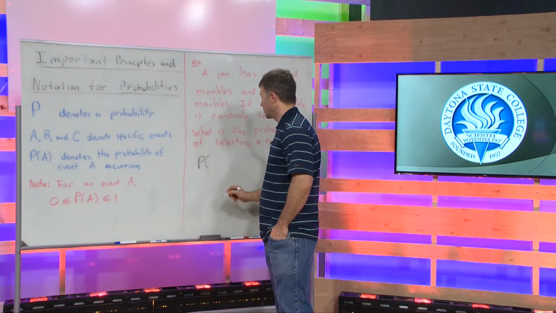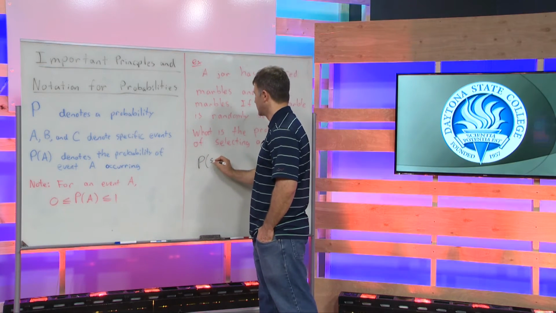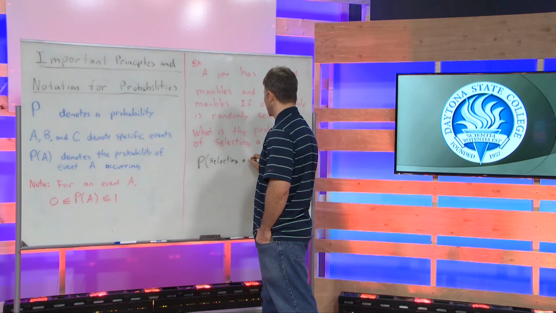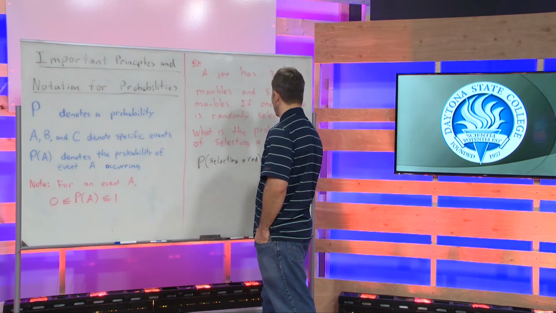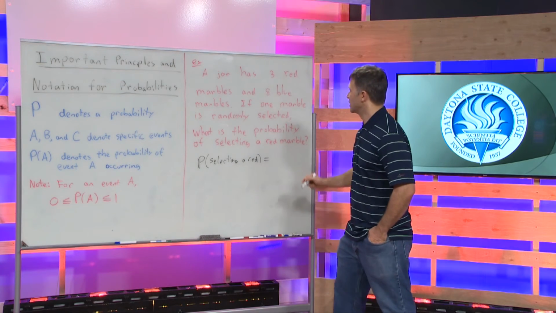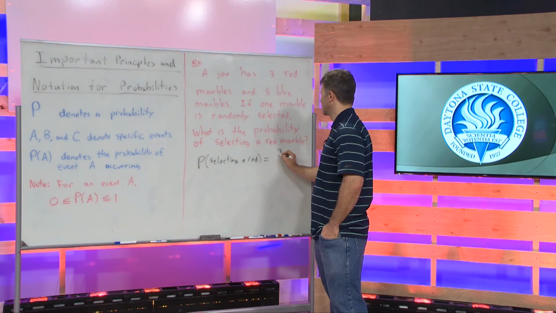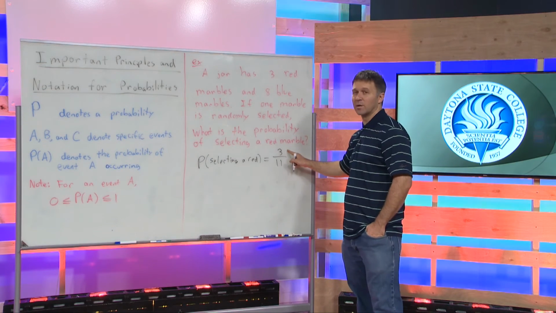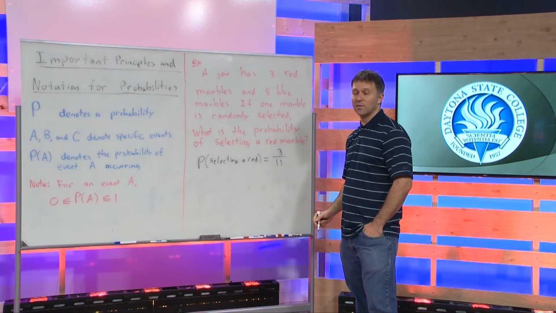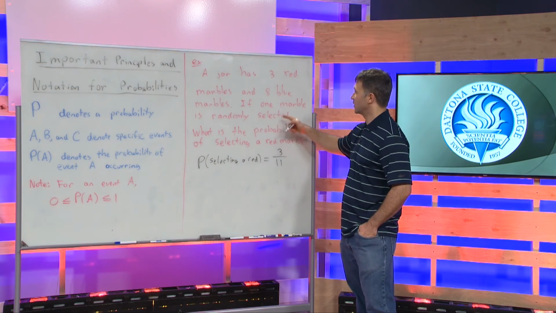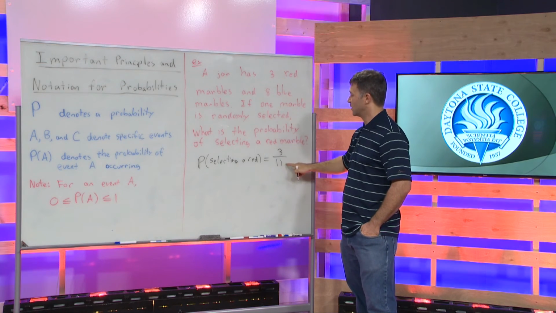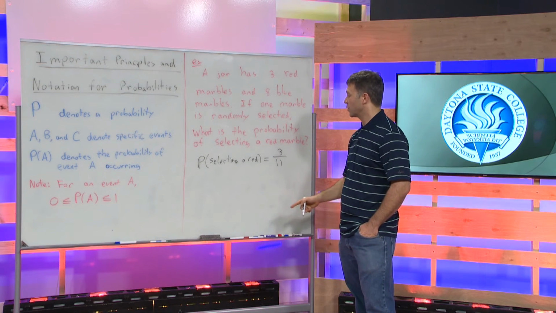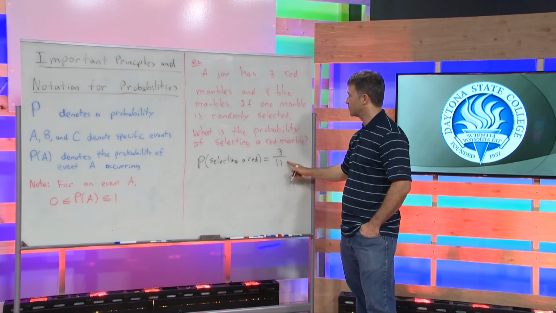So the probability of selecting a red marble is going to be 3 over 11, because there are 3 red marbles and there are 11 total marbles in the jar. I got the 11 from 3 plus 8. There are 11 total marbles in the jar. And the probability of selecting the red one is 3 over 11.